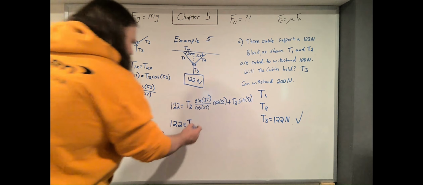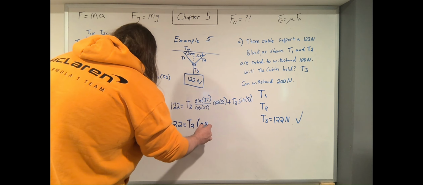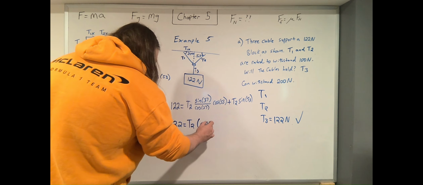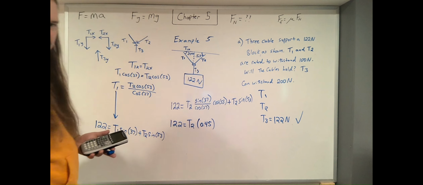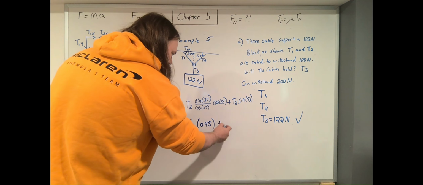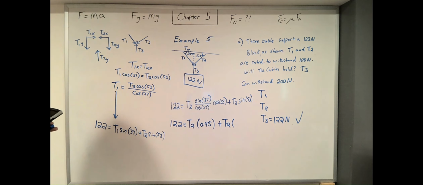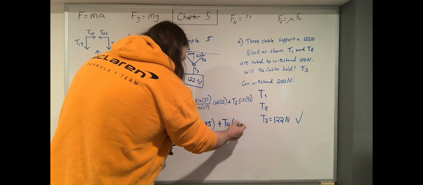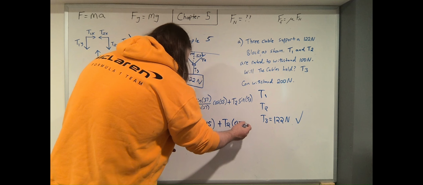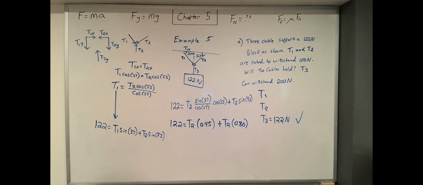And if all done right, we get a 0.45. That's this part here. Now, plus T2 times whatever the sine of 53 is. You just plug that in, you get a 0.80. Okay, that looks a lot easier to solve now, right?